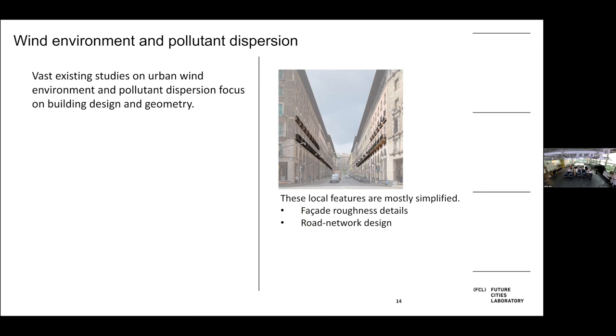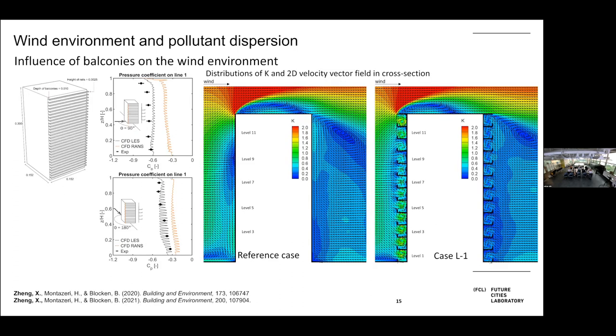This is a building with balconies. We start with validation of our numerical approach. The figure on the right-hand side shows the results from the wind tunnel experiment and also the results from our numerical approach, including the large eddy simulation and the Reynolds-averaged Navier-Stokes approach. The black points are the results from the wind tunnel experiment, and obviously large eddy simulation gets much better results. That's why we keep using this approach for further investigation.